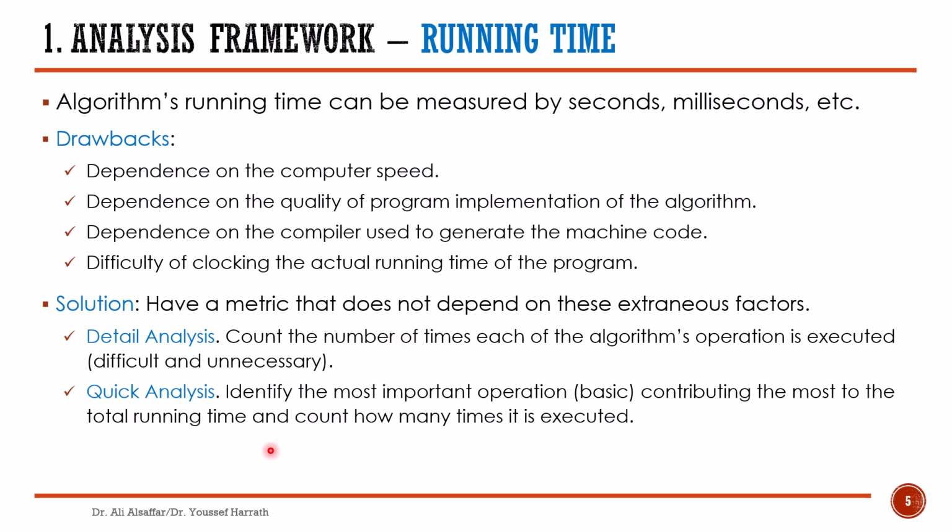For the quick analysis, first we identify the most important operation that is called the basic operation, and this operation contributes the most to the total running time. Then we count how many times this basic operation is executed. For most of the algorithms, the basic operation can be found in the innermost loop of the algorithm.